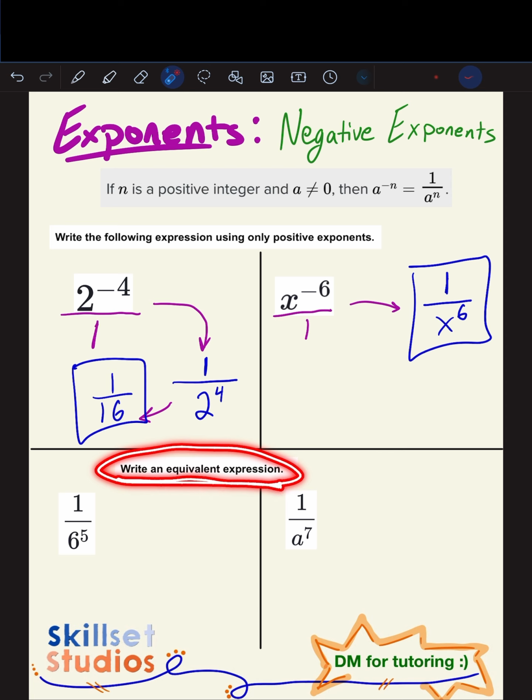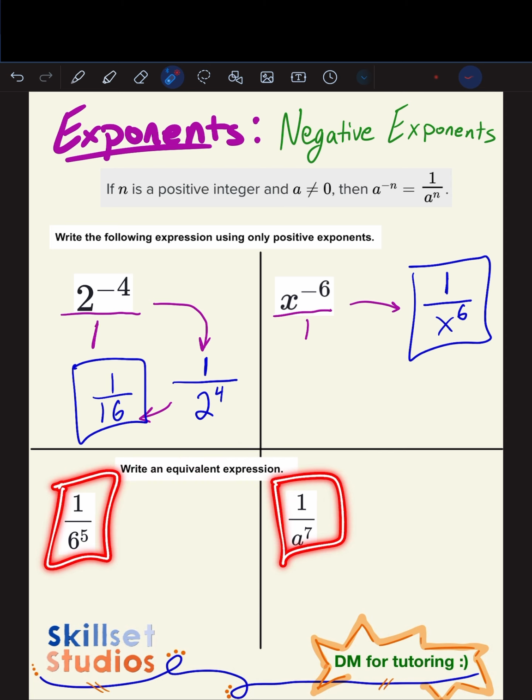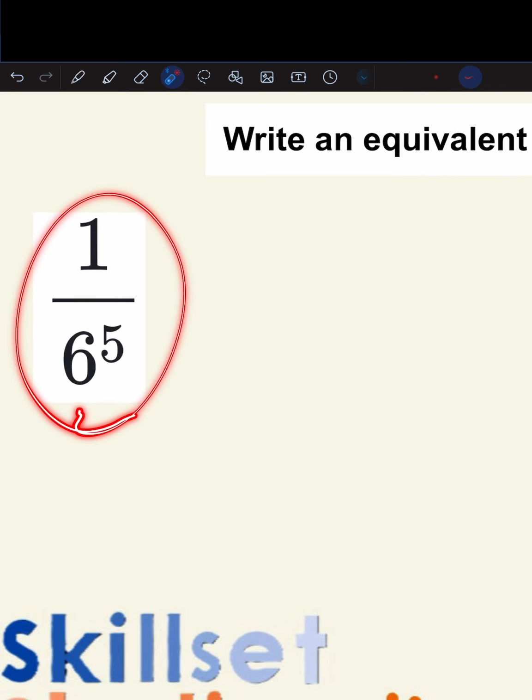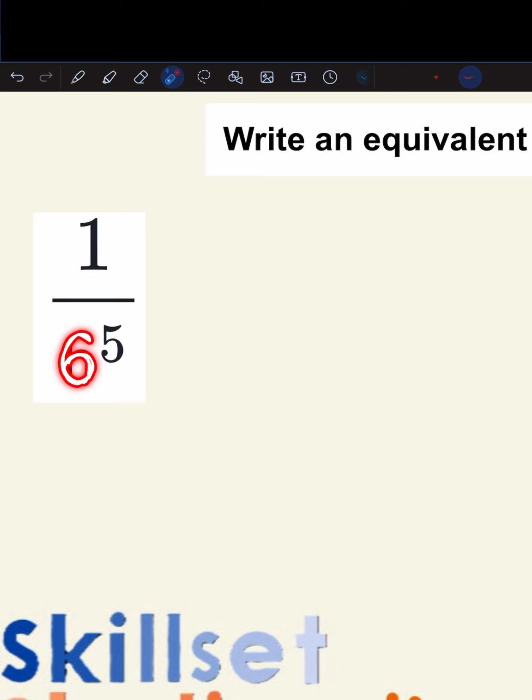Here's another set of directions you might get. Write or select, if it's multiple choice, an equivalent expression. And in these cases, we're going to do the opposite of what we just did up top. So looking at this first example, right now there's a 6 on the bottom of a fraction with a positive 5 as an exponent, which means it's happy where it's at.